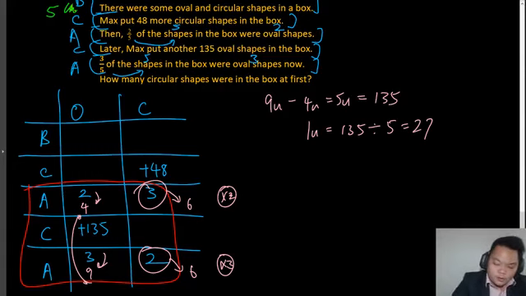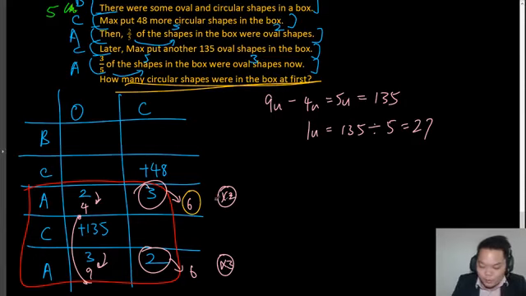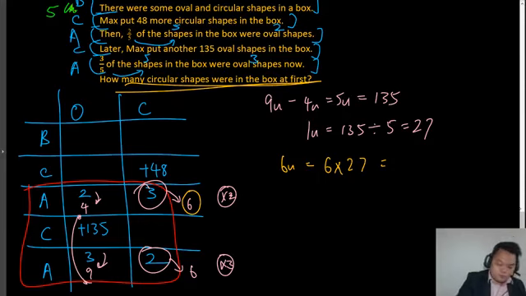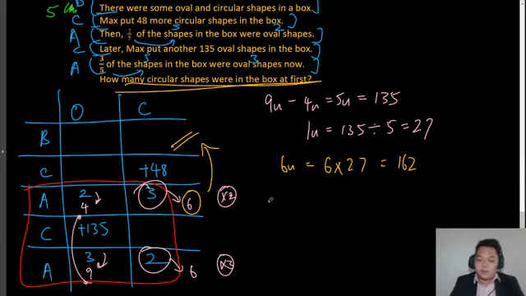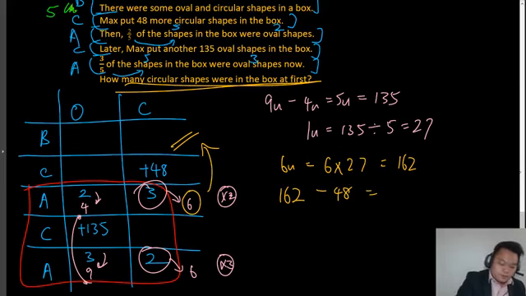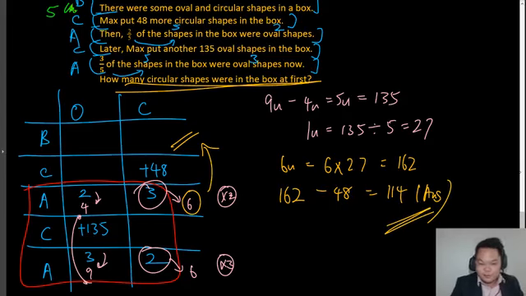So the next thing is, how many circular shapes were there in the box at first? So you know that you could have 6 units over here. 6 units would then be 6 times 27 first to give you 162. And you want to minus off 48 because you want to find out what was there at first. Something plus 48 gives you 162. So that has to be 162 minus 48. So this will be 114. And this will be your answer.